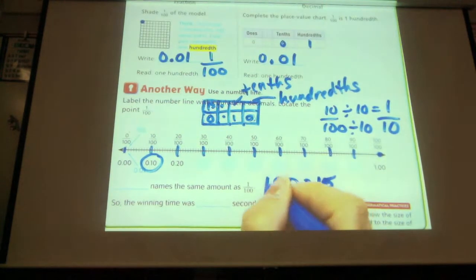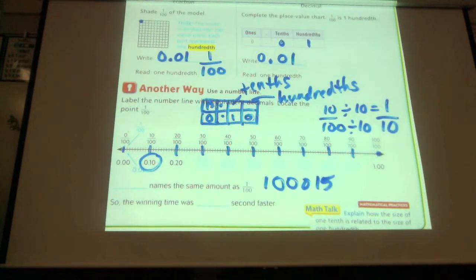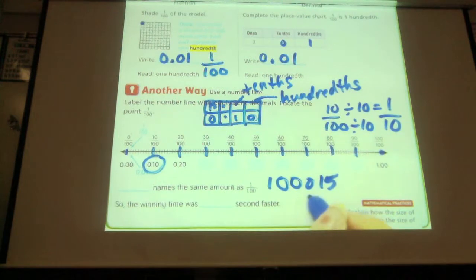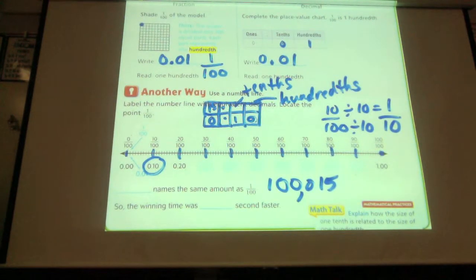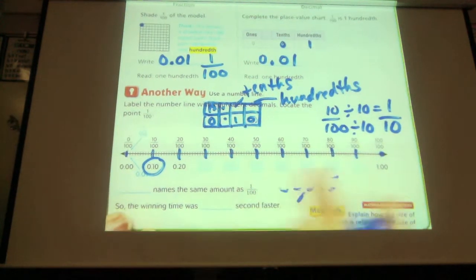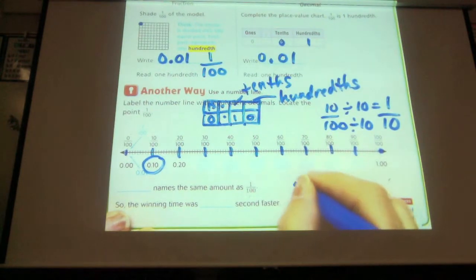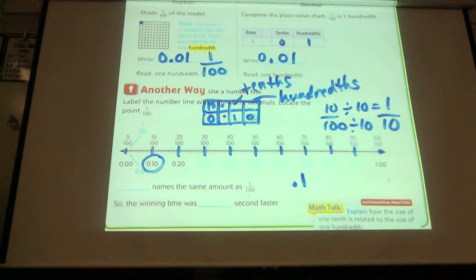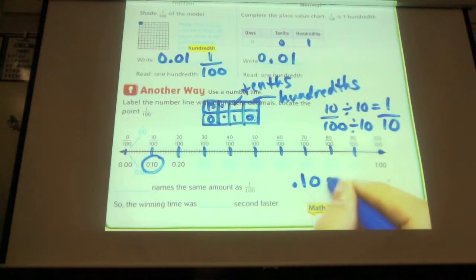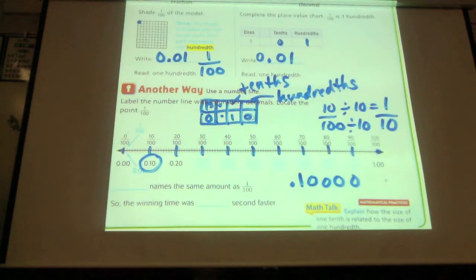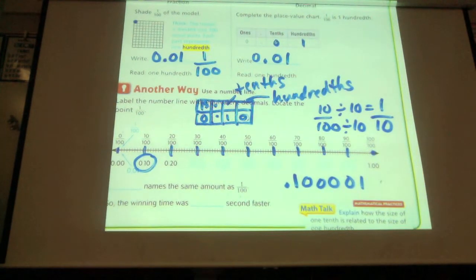What if I do this? Is the value now still 15? No. Now it's something like this, right? 100,015. The same goes on the other side of the decimal. If I put a 1 here, I can put as many zeros as I want here, and the value is still the same until I put another number. Now the value is not the same anymore. It's the same exact thing as on the other side of the decimal in the other direction.